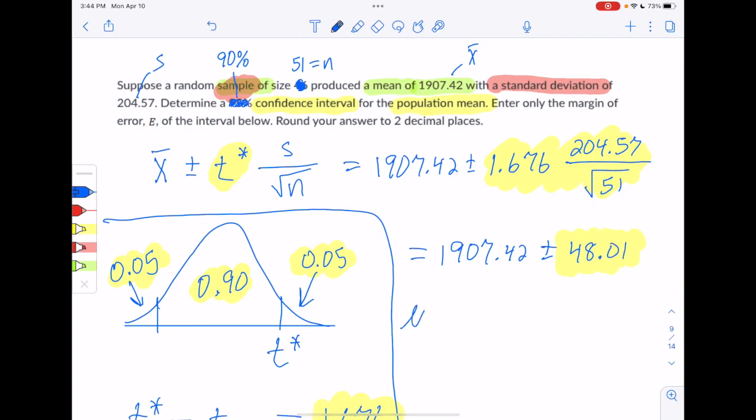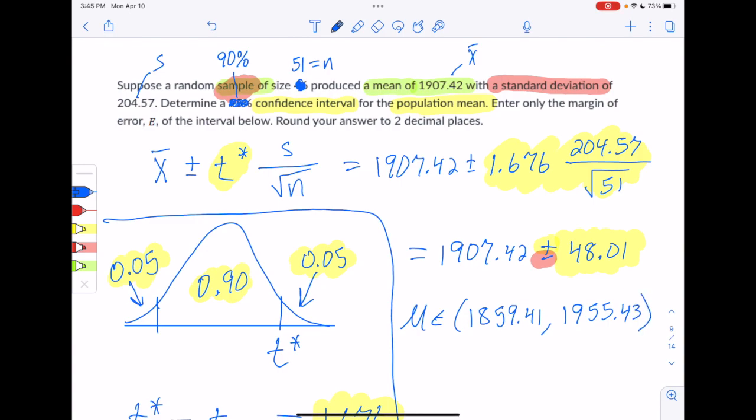And then if we do that plus or minus on the calculator, when we do the subtraction, so if we look at this as 1907.42 minus 48.01, with that subtraction piece, we will get 1859.41. And then we switch over, and now we do the addition piece. And when we do the addition, we get 1955.43. So they started off by asking us to find a confidence interval, and that's what we have in front of us now.